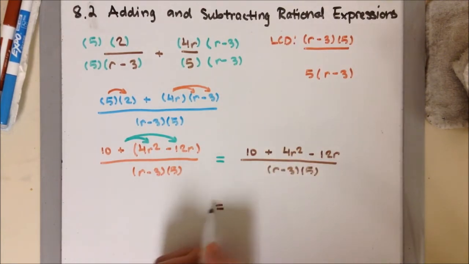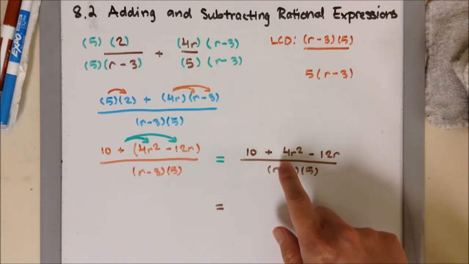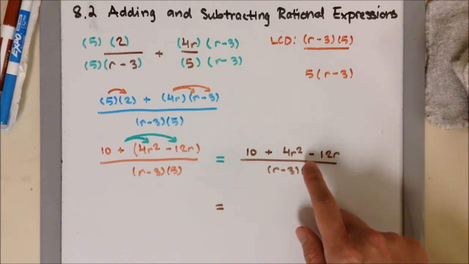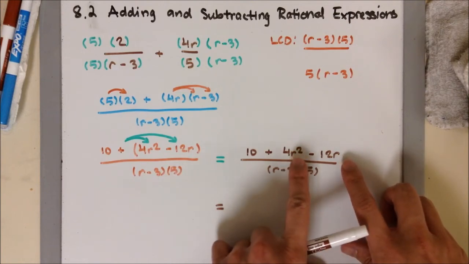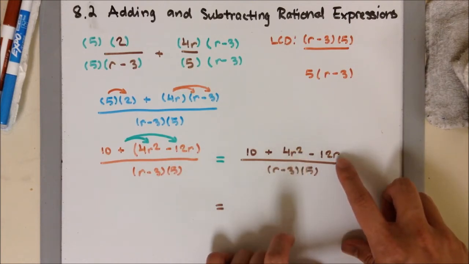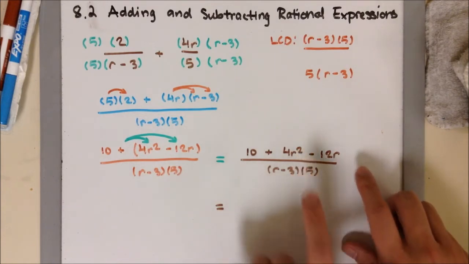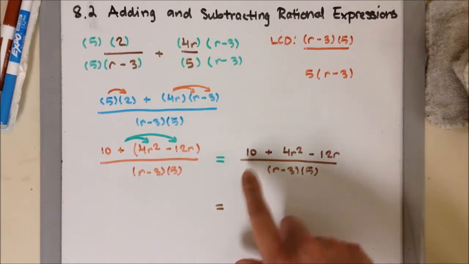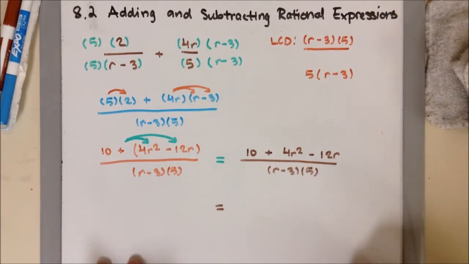Alright, now let's check if there are any like terms that we can combine. I have a 10, a regular number, I have the 4r squared and negative 12r. Now these two I cannot combine because this is an r squared and this is just r. They have different exponents. In order to combine, they need to have the same exponent. And I cannot combine with a 10 because it's just a number without the variable. So I'm going to rewrite my final answer.